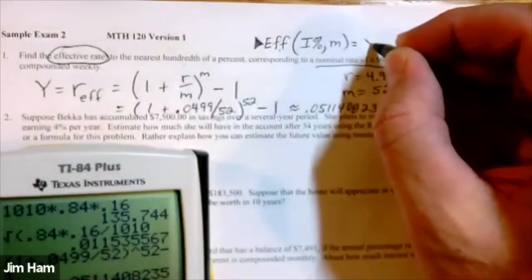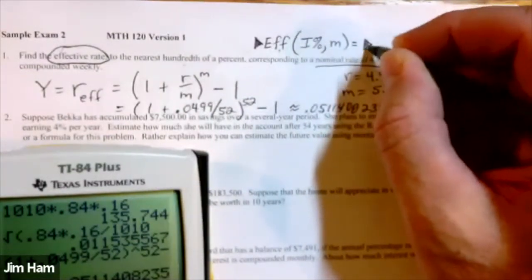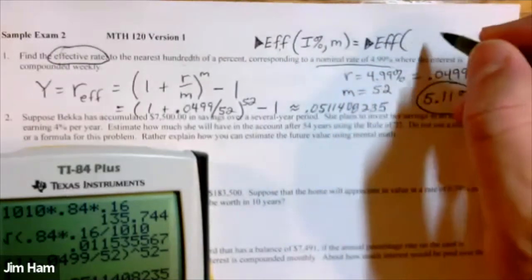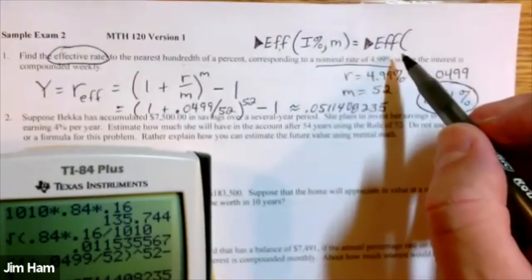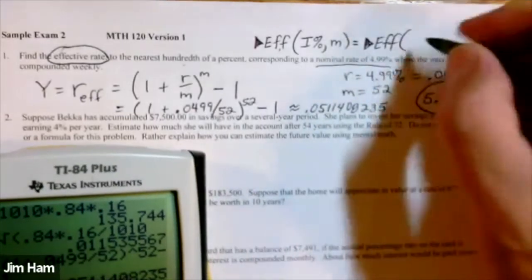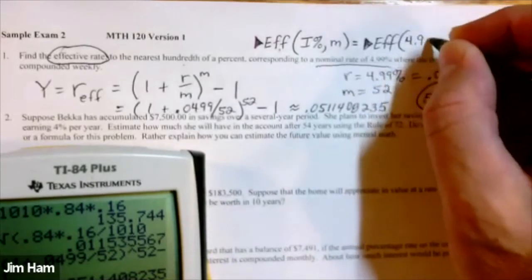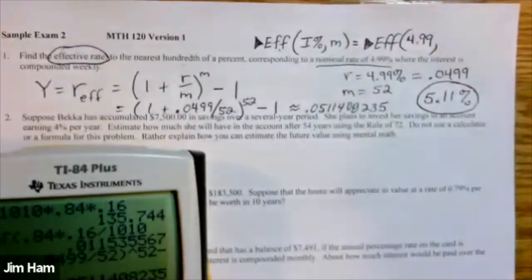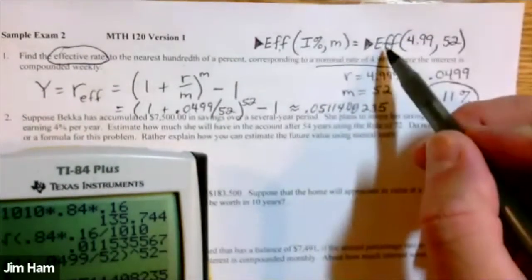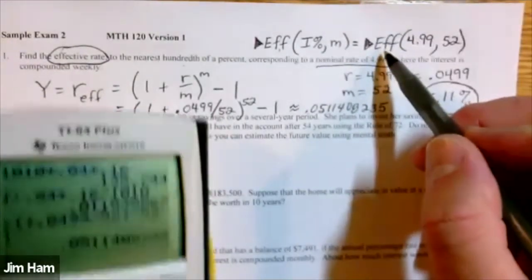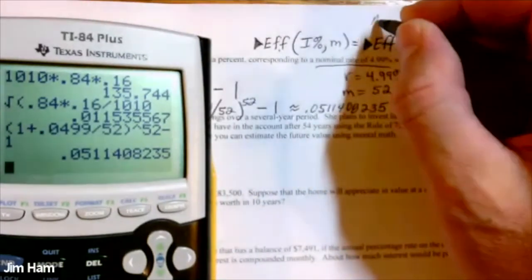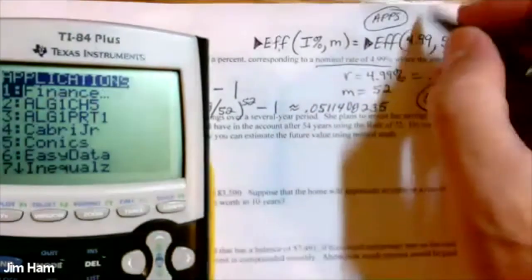And it would look like this for our problem. Now remember that for the calculator language, we don't enter the decimal, but rather we enter the percent. So 4.99 and then a comma, and then you've got to give the M factor. That function is in the finance menu. So you need to go to apps, finance, number 1.